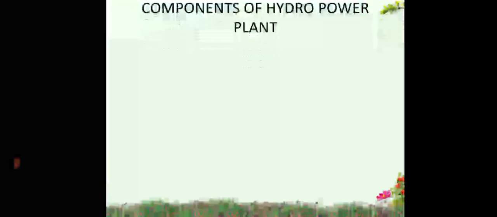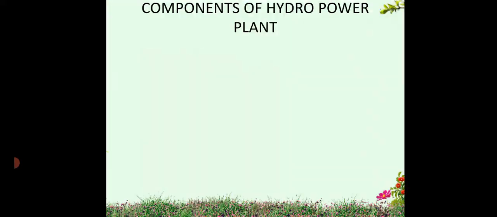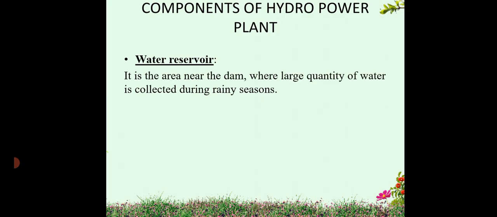Let us see the components of a hydro power plant. First one is the water reservoir. The water reservoir is the area situated near the dam where a large quantity of water is collected during the rainy season.